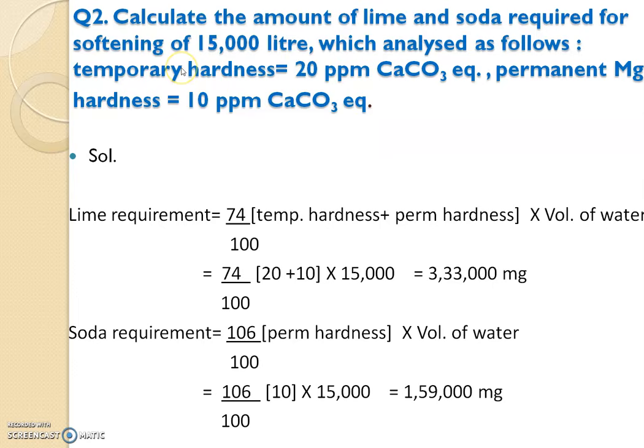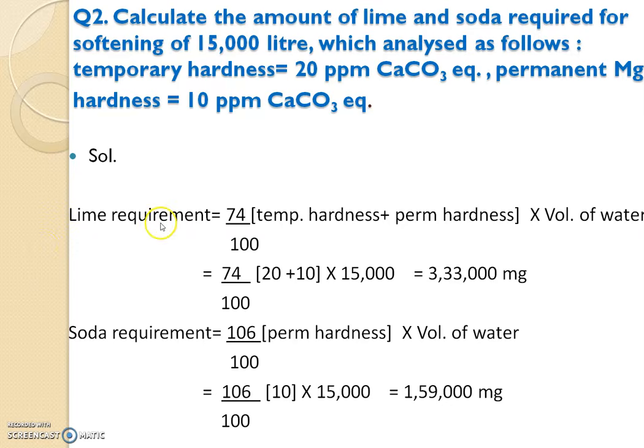The next numerical is to calculate the amount of lime and soda required for the softening of 15,000 liters of water, which is analyzed as follows. Temporary hardness is 20 ppm calcium carbonate equivalent and permanent hardness is 10 ppm calcium carbonate. Here we are given only the temporary hardness and the permanent hardness. They did not mention whether the temporary hardness is due to the calcium ion or magnesium ion.